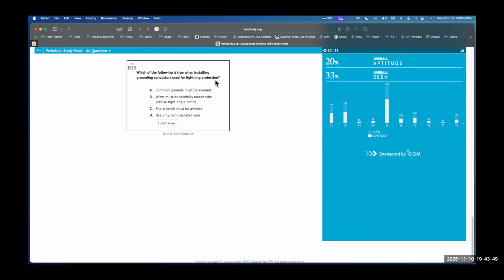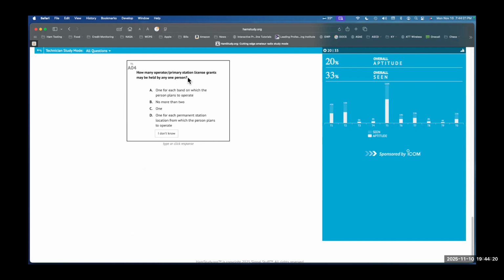Which of the following is true when installing ground conductors for use for lightning protection? Common grounds must be avoided. Wires must be carefully routed with precise right angle bends. Sharp bends must be avoided. Use only non-insulated wire. Right angle, that's a pretty sharp bend, so the answer is going to be C.